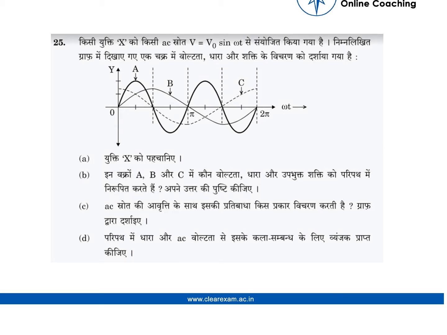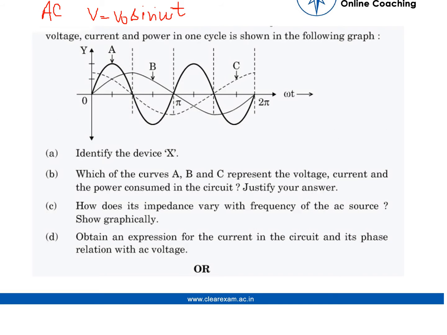Now coming to question number 25. So we will read the English portion. So we know the current is AC. Actually, the question is not written fully, so I have written it in short. So the current is AC, and we know V equals V naught sine omega t for this question.